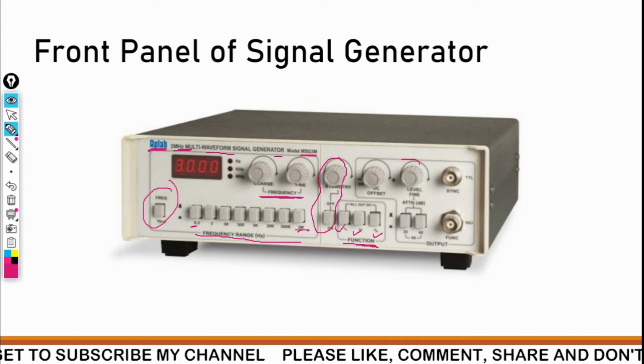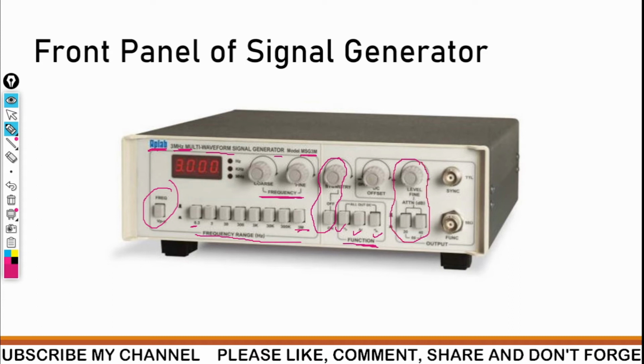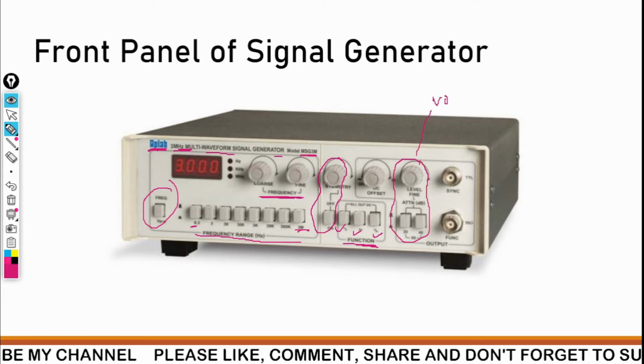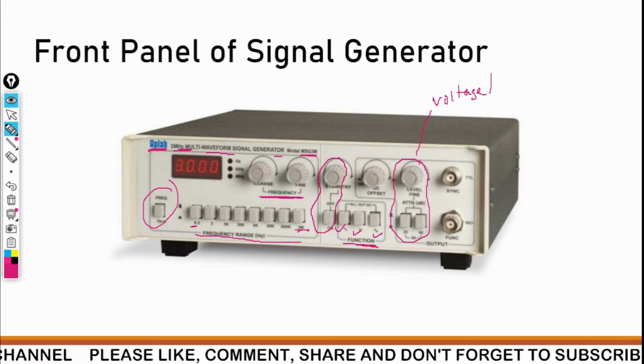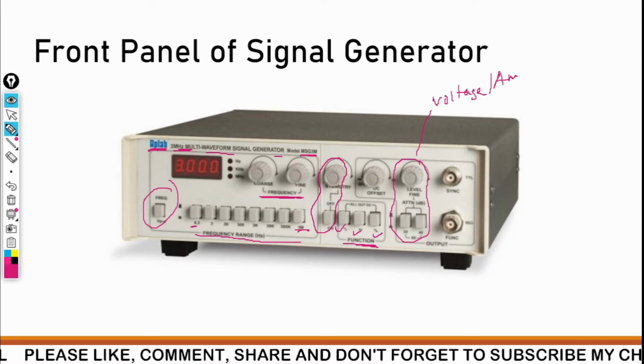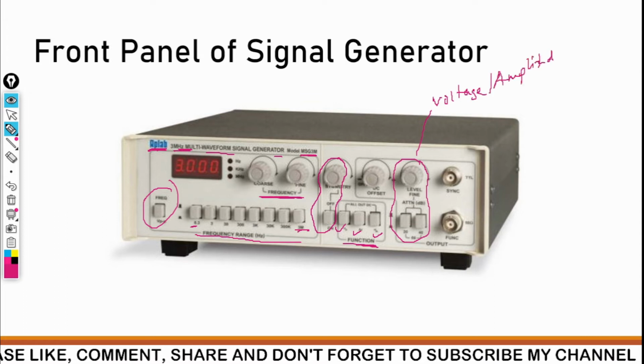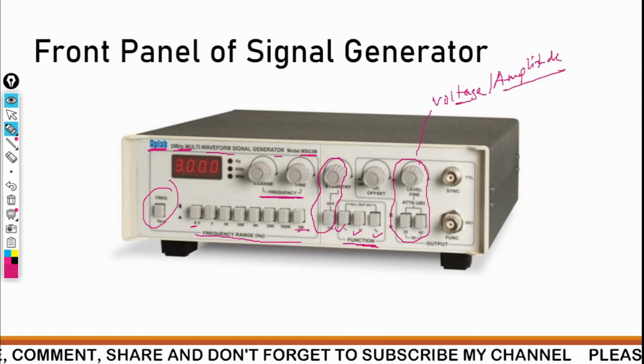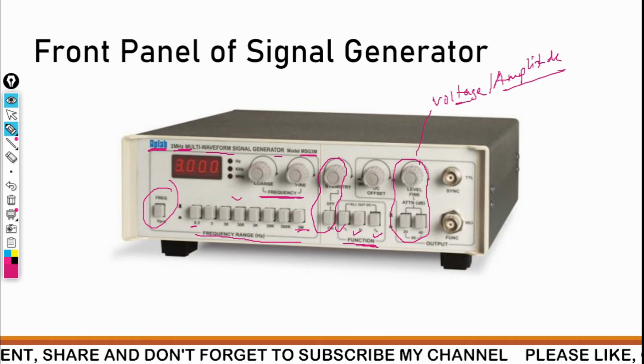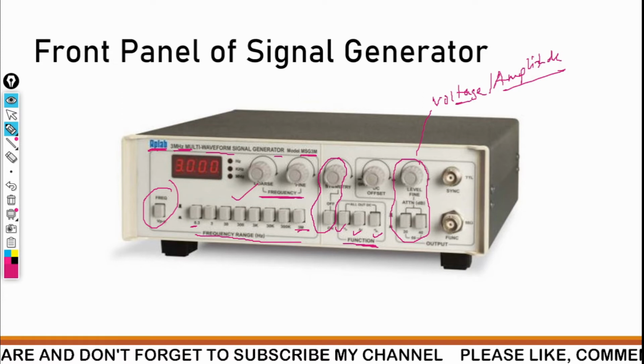This is the level button, and in case of this signal generator, this is a voltage or amplitude button. So this button will change the voltage or amplitude of the waveform, while the frequency will be changed by using frequency range and coarse and fine.